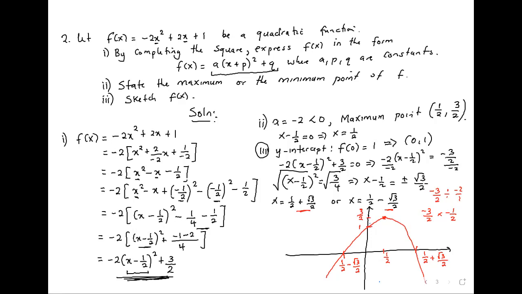So, sir, we must substitute the zero into the original function. Yes, to find the y-intercept. And how do you find the x-intercept? We make y zero, which is the f of x. That's what we do there.